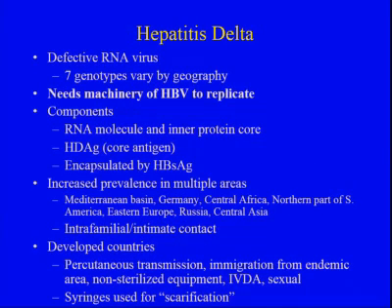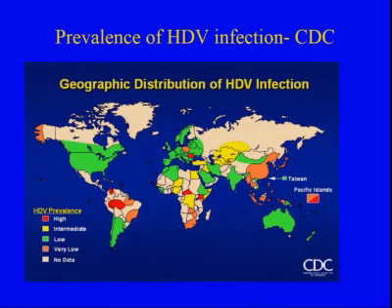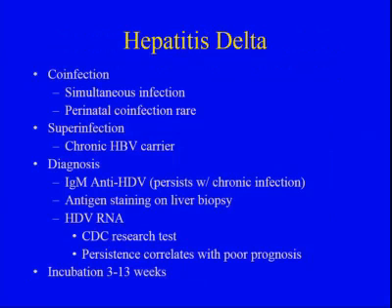Hepatitis delta goes along with hepatitis B because it's a defective RNA virus. There's 7 genotypes. It requires the machinery of hepatitis B to replicate. The components are indicated on the screen, and it's endemic in multiple areas. You can see it on this map by the CDC. We have a low incidence generally in the United States. It is prevalent in some areas in Europe, Africa, and South America.